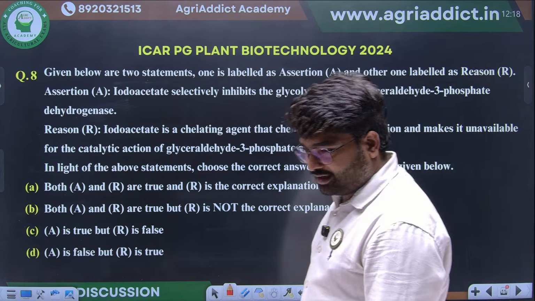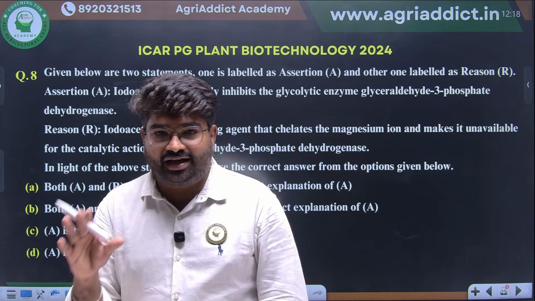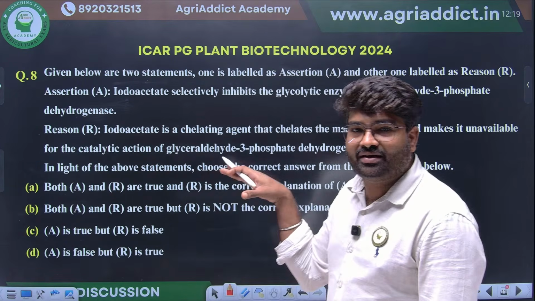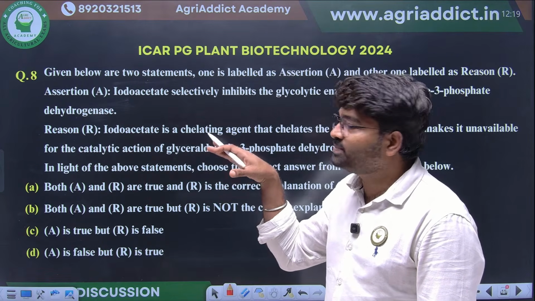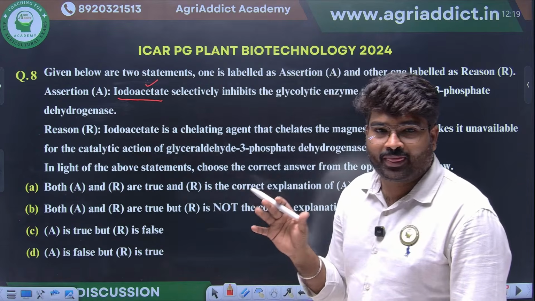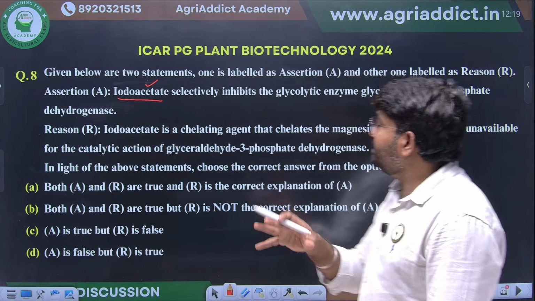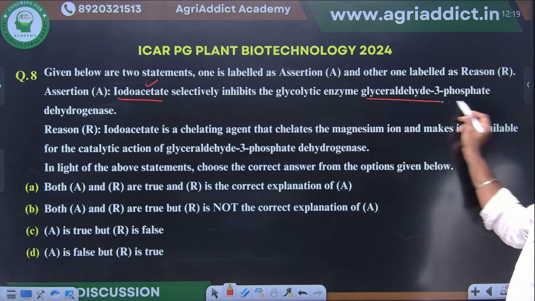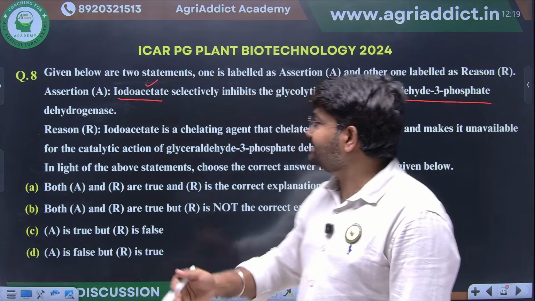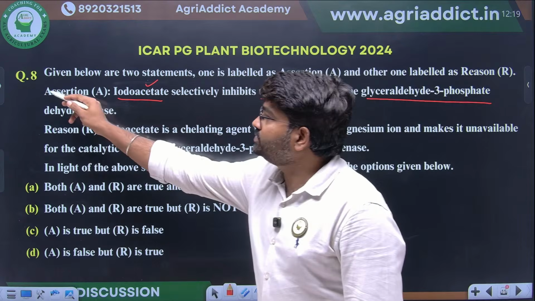Okay, another question. These things we have already discussed in our lecture itself. They are asking about an inhibitor from the glycolysis pathway. We have specifically seen this one. Iodoacetate, where will it go and bind? It will go and bind the enzyme glyceraldehyde 3-phosphate dehydrogenase. This we have already seen. It's a glycolytic enzyme. This is true only.